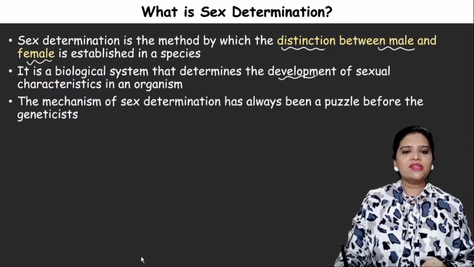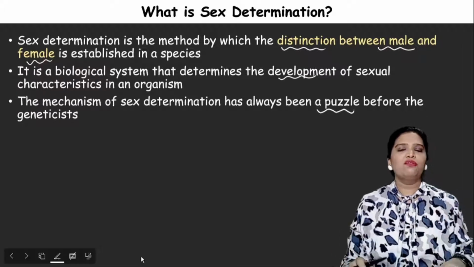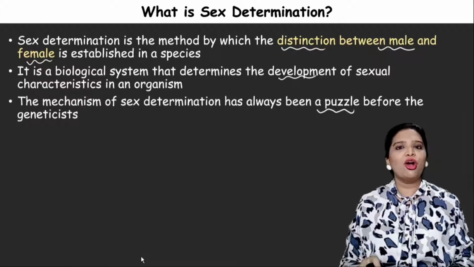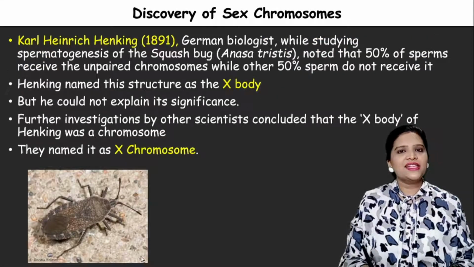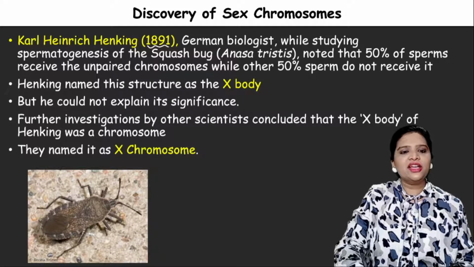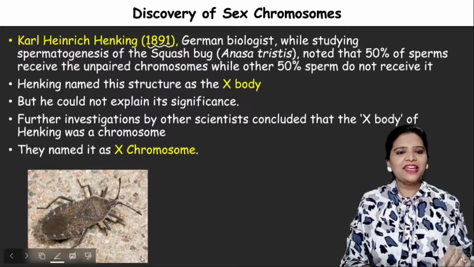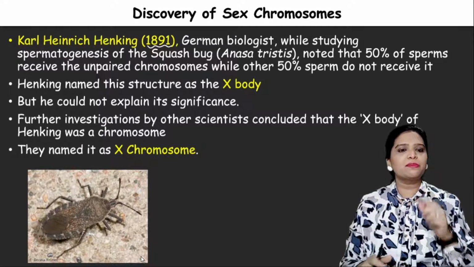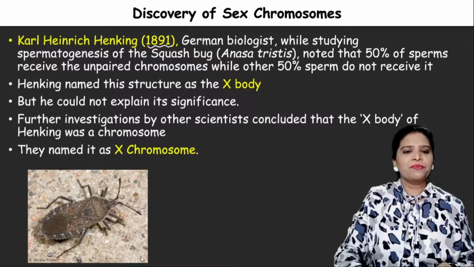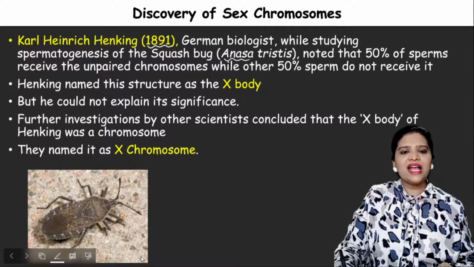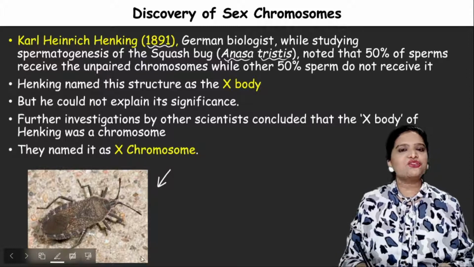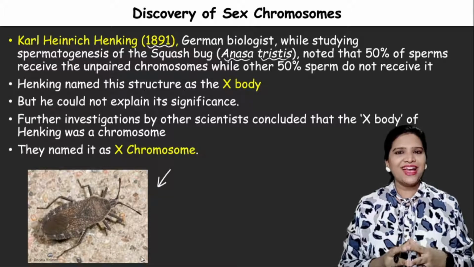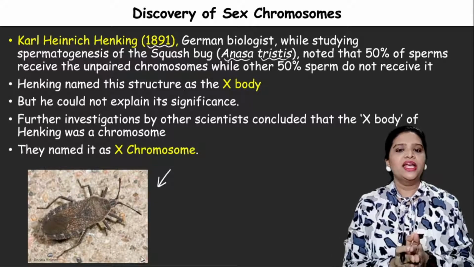Previously, the mechanism of sex determination was a puzzle for biologists until geneticists came and identified something called sex chromosomes. Yes, Carl Heinrich Henking in the year 1891, shortly called Henking, was a German biologist. He was working with insects, particularly the squash bug. Biologically, we call this organism Anasa tristis.